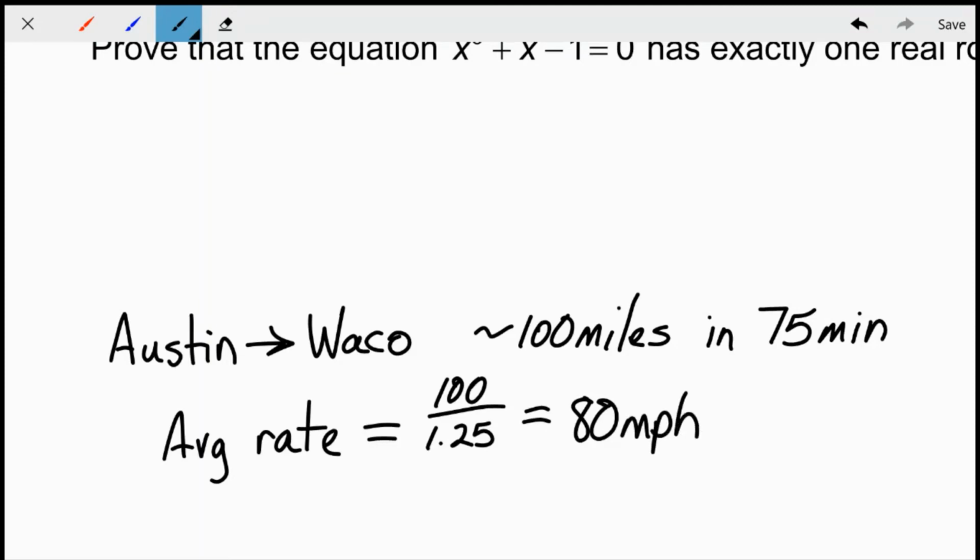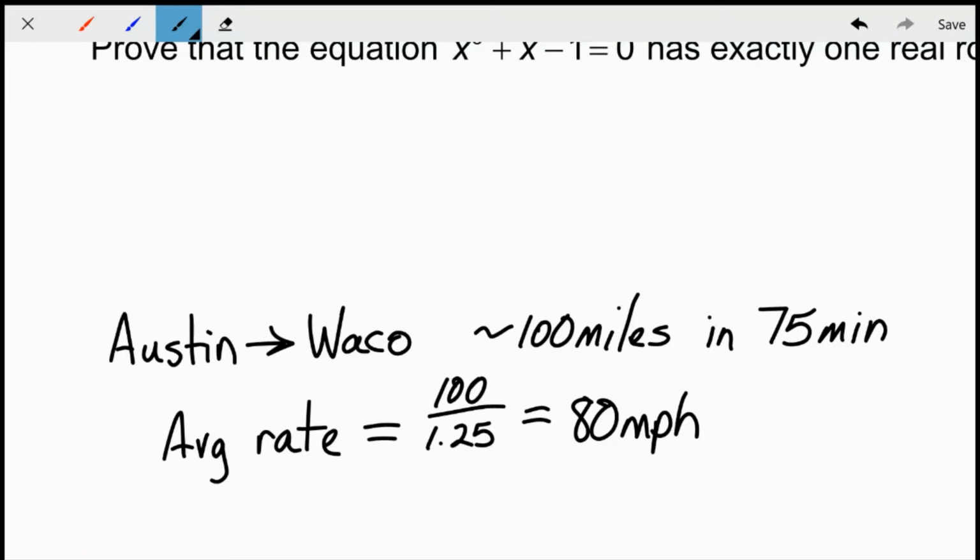Let's say the highest speed limit between here and Waco is 70 miles an hour. Did the person driving speed during the time interval that they were driving from Austin to Waco? And obviously the answer is yes, right? Just common sense. Yes, they definitely sped because their average is 80 miles an hour. But the mean value theorem is what I use as my justification.